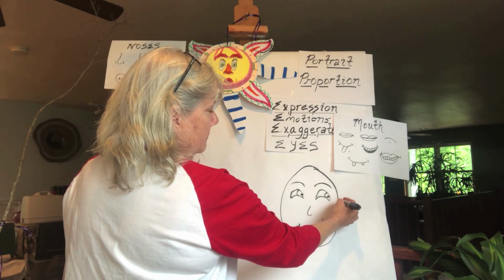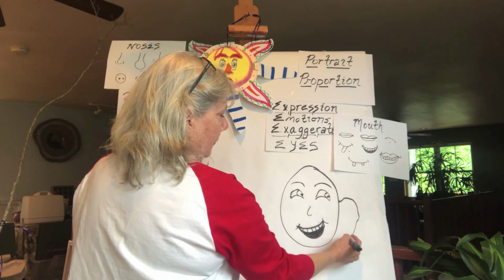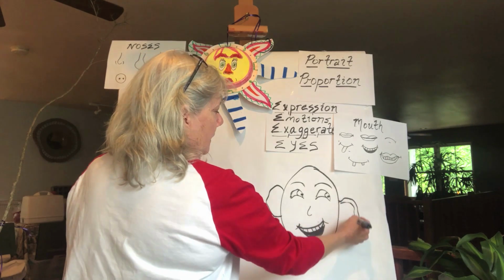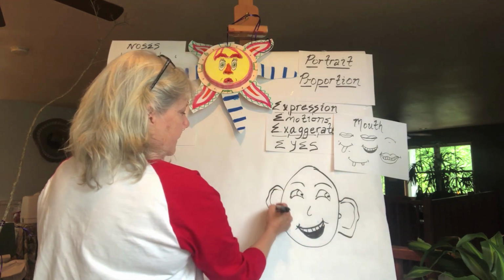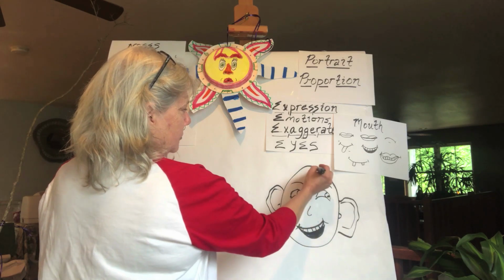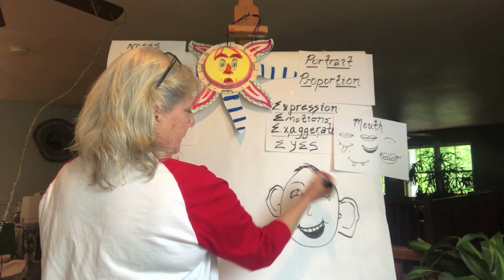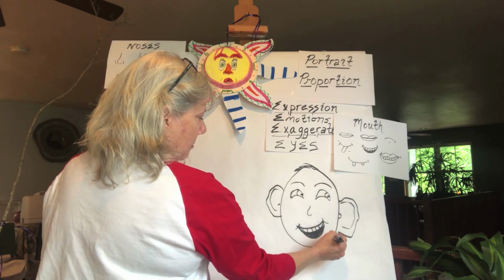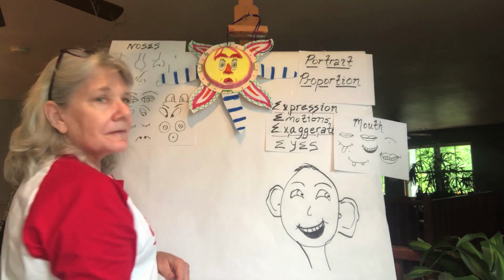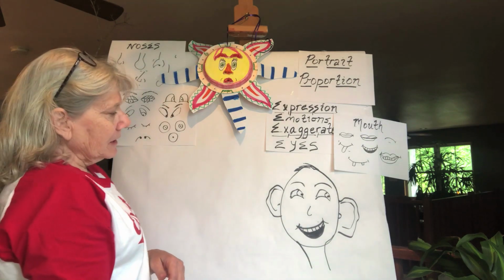And I might really exaggerate the ears. Woohoo! Make some big old ears. This person listens out for everything. And what else would make it funny? Just a few sprigs of hair on the top, and probably a skinny little neck with that big old head. So that's kind of funny, you think?